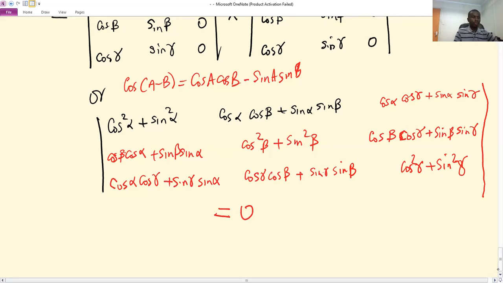So therefore, that is how you can show that the given determinant simplifies to 0. The next session will be discussing conditions for consistency of a system of simultaneous homogeneous equations.